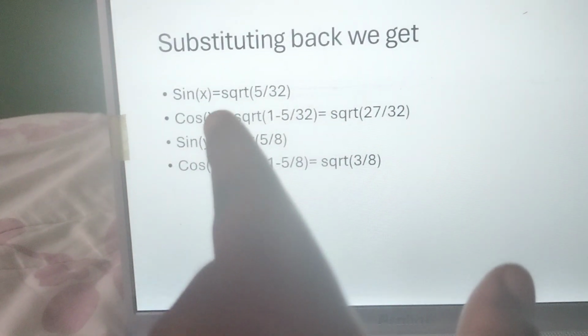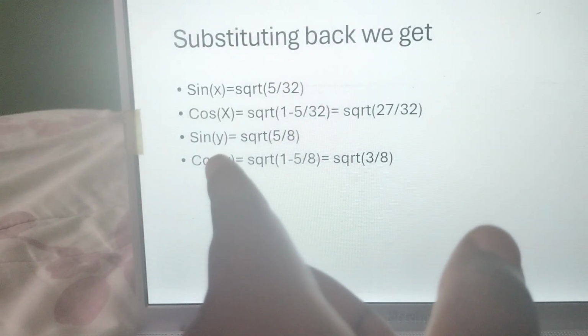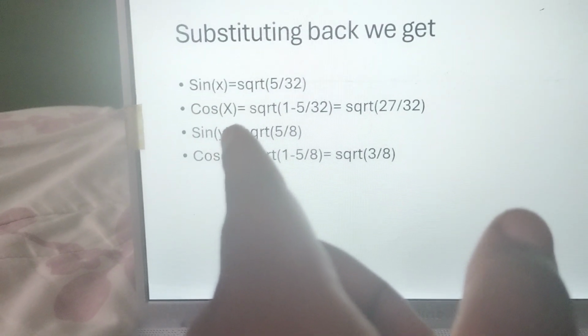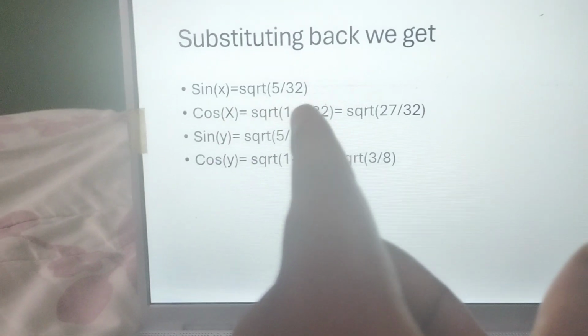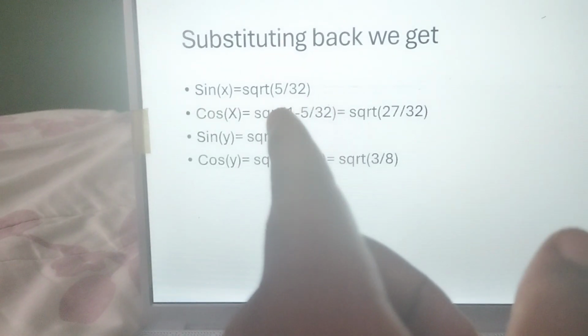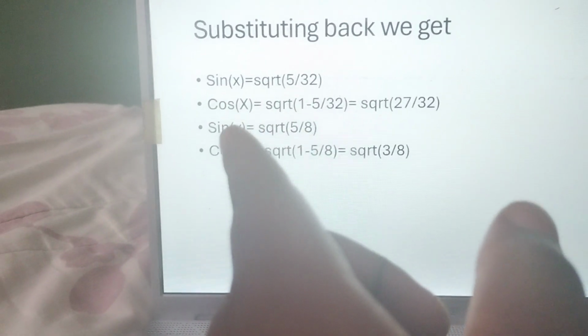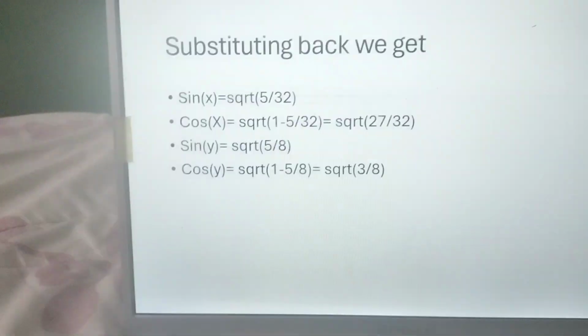What I did was take all the sine squared terms and square root them. So 5 over 32 is sine squared x, and we square rooted to get sine x. Same here, giving us 4 square root numbers.